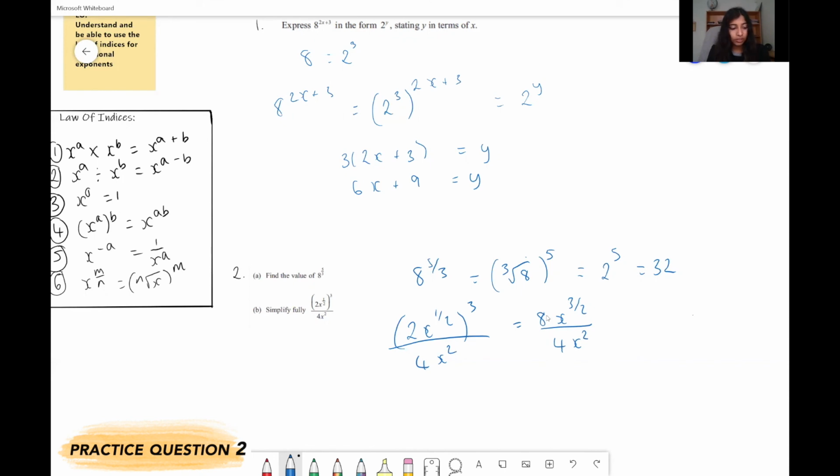So now you have 8x to the power of 3 over 2 and 4x to the power of 2. So you can just divide and cancel out the common multiples, so that's just 4. So you'd have 2x to the power of 3 over 2 all over x squared. And then just using this division rule, you can just subtract the 2 powers. So you'd have 3 over 2 minus 2, and that is just minus a half. So you would just have 2 times x to the power of minus a half, and that's just the answer to this second question.